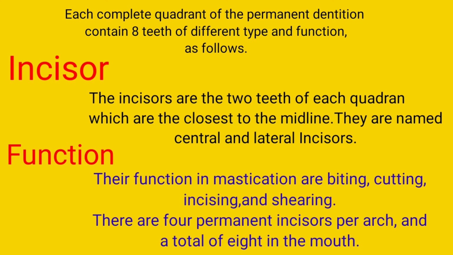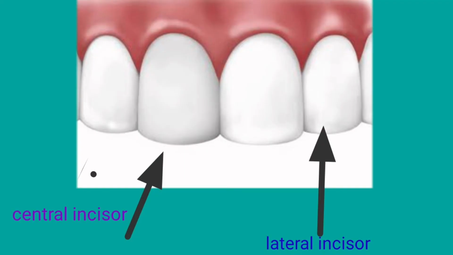They are named central and lateral incisor. Their functions in mastication are biting, cutting, incising, and shearing. There are 4 permanent incisors per arch and a total of 8 in the mouth. Viewers, in this picture you can see the example of central and lateral incisors.